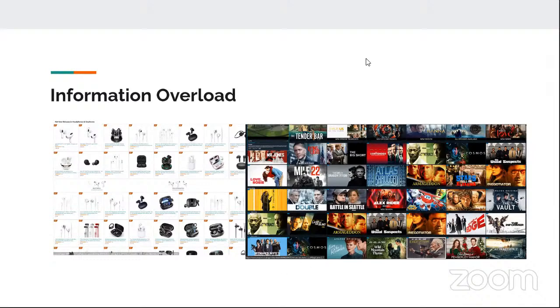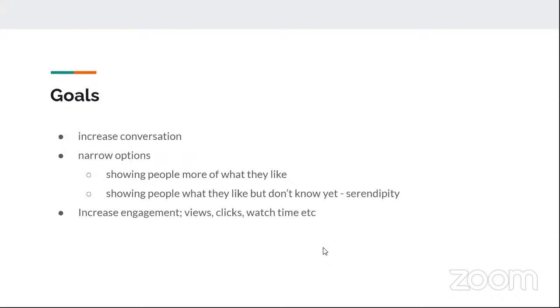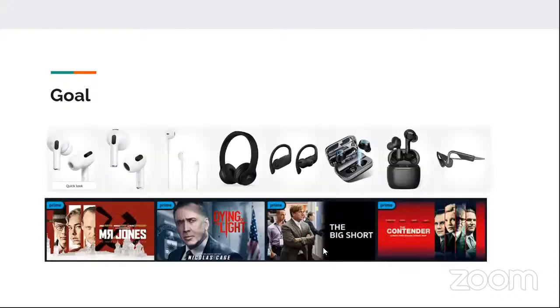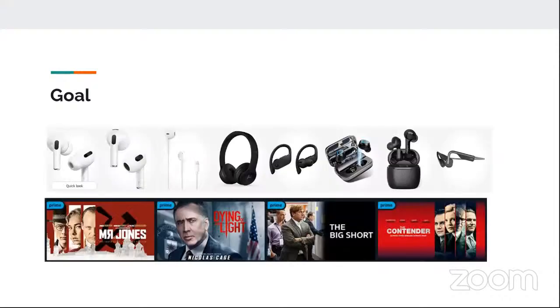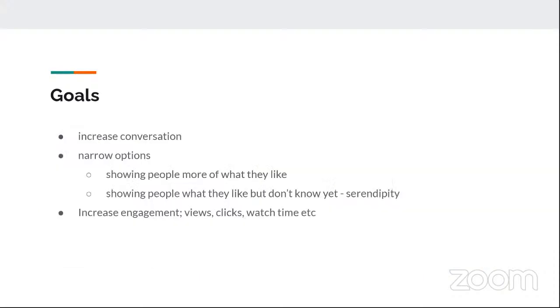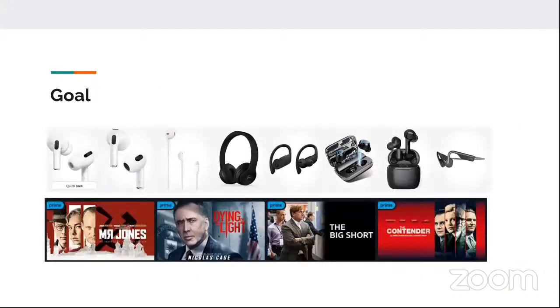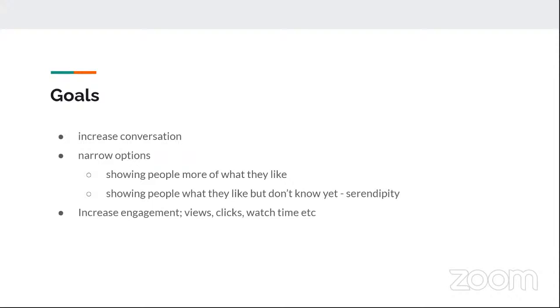So you want to go from this to this. From hundreds of earbuds, you want to go to a set of 5 or 6, and then you can decide what you want. So now the question is, how do you go from this to this? You need some goals. Please feel free to stop me at any time to ask questions or to tell me to talk slowly, because I talk very fast.